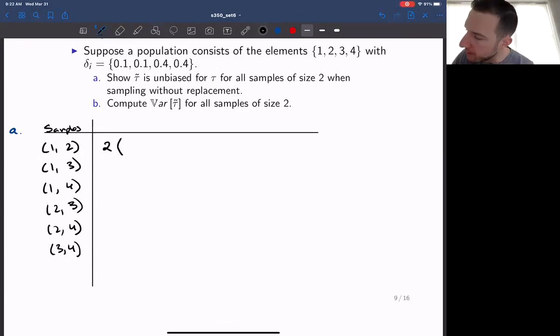Okay, so the probability of observing the first unit is going to be 0.1, right? So the probability that we pull the 1 is 0.1. The probability that we pull the 2 is 0.1. The probability of observing the second unit is going to be 0.1 divided by what's left over, which is 0.9. We've taken the first unit out, which contributed a probability of 0.1, so the remaining probability to be selected from is 0.9. So now we have 0.1 over 0.9.